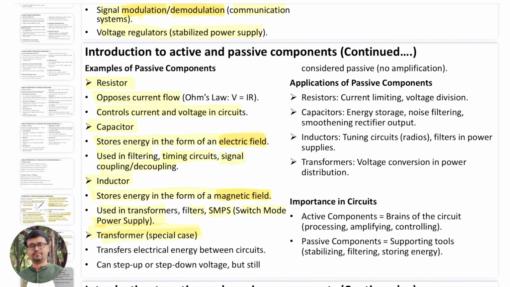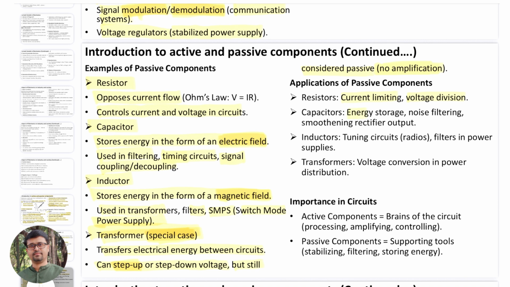And transformer also comes under the passive components because it doesn't amplify the signal. It transfers electrical energy between circuits and can step up or step down voltage, but is still considered a passive component. You can remember this because it doesn't amplify the signal. Then the applications are current limiting and voltage division. To limit the current and divide the voltage, resistors are used.